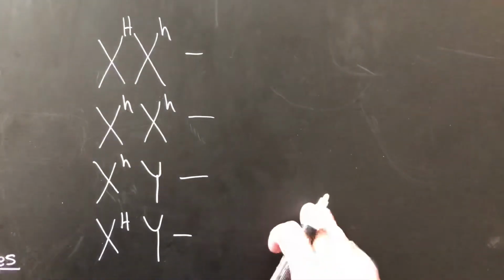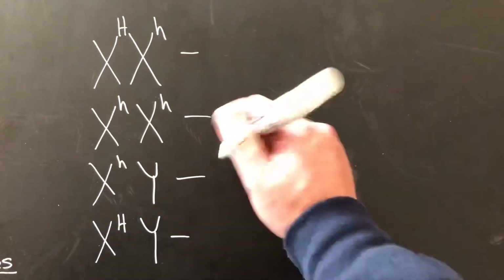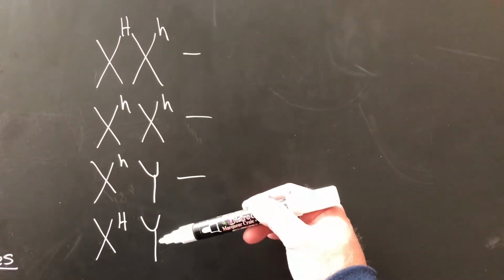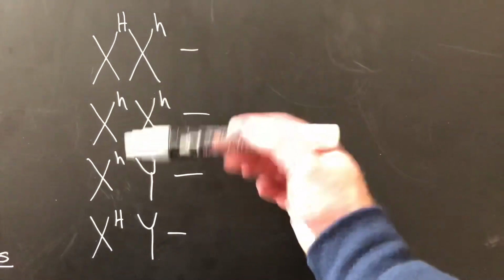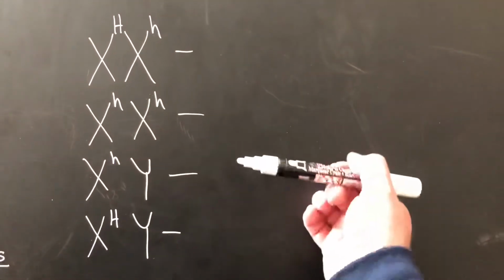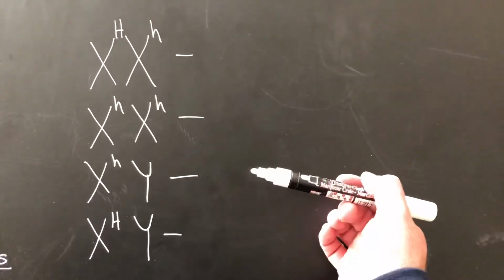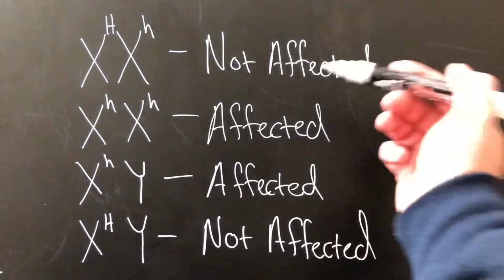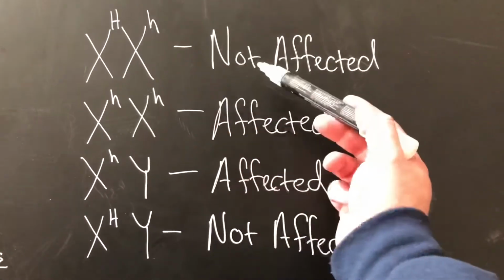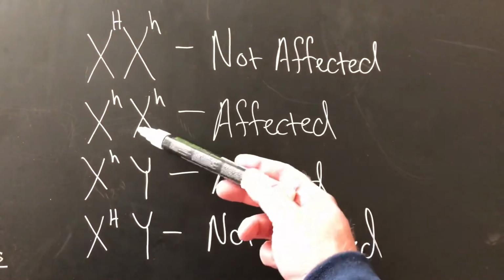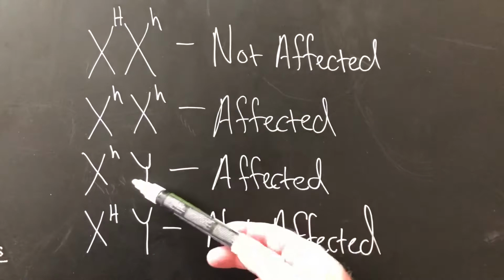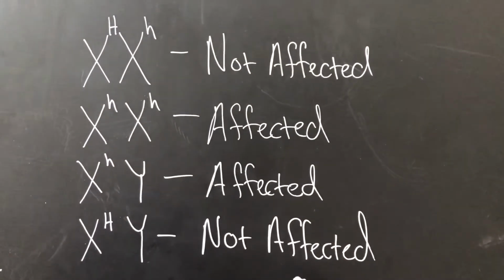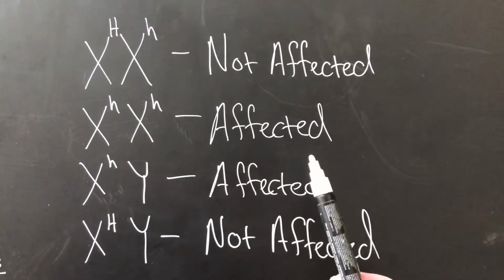The next one here, I want you guys to work some example problems. I want you to look at these males and females, and I need you to tell me if they're going to be affected or not affected with a sex-linked trait. So pause the video, see if you can figure it out. You can see here that we have a female not affected, female affected, male affected, and male not affected. Hopefully you got those right.